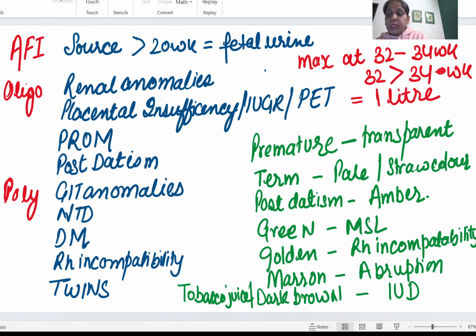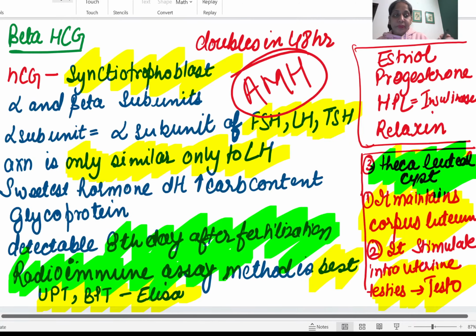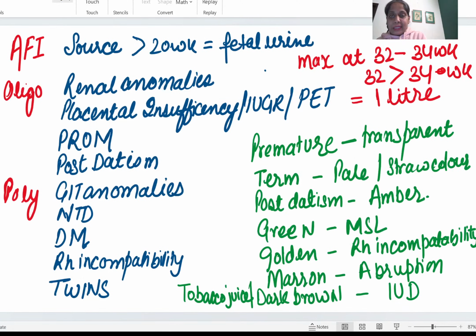So this was about the HCG. Lot of questions asked. Let's study about the other hormones. Placenta synthesizes estrogen. Then the placental estrogen is known as estriol. Placenta also synthesizes progesterone. Placenta also synthesizes HPL, human placental lactogen, and relaxin. These are the other hormones which placenta is synthesizing.